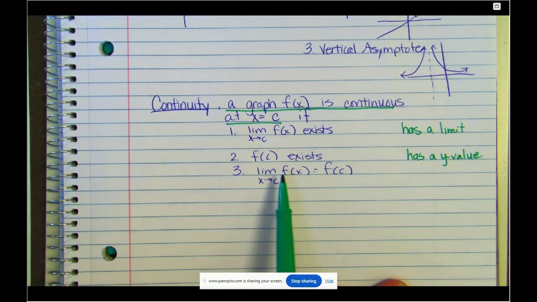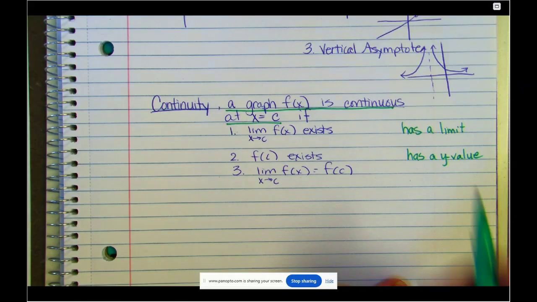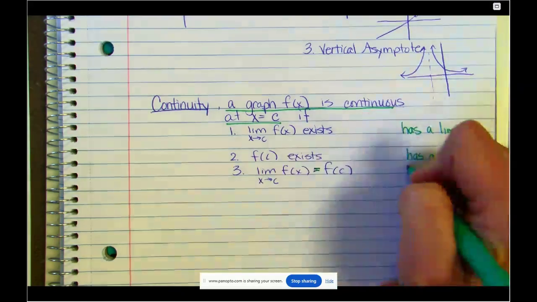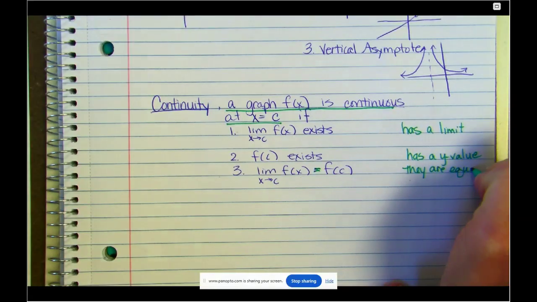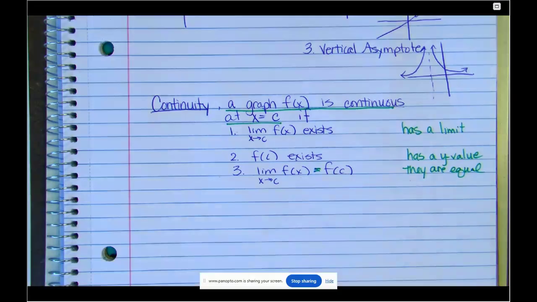Now, what does the last piece tell you? They're equal, right? They're equal. So something is going to be continuous if it has those three properties.